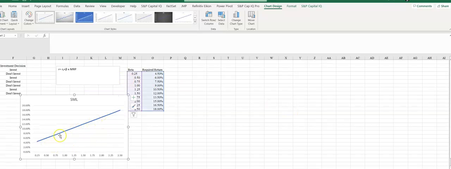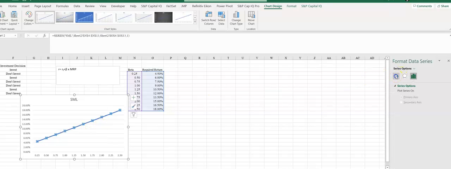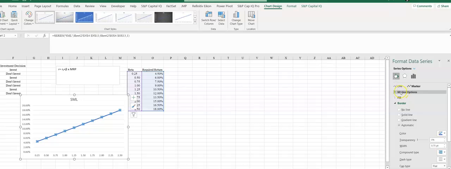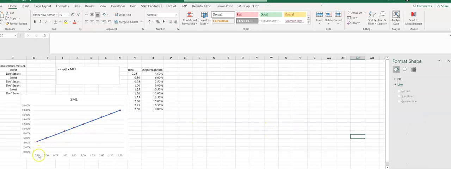As you can see, we just put together a line. This is the SML line, the security market line. For each level of beta, we have the required rate of return. Maybe we can just do this a little bit nicer. Let's go to the format data, and we will just put markers in here. Let's say marker options. Let's use red for the marker options.